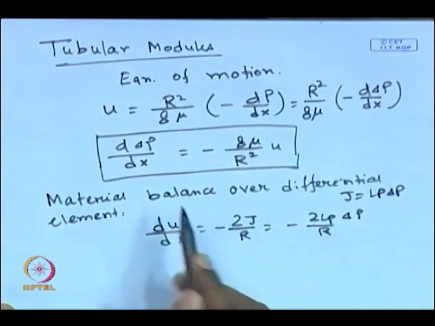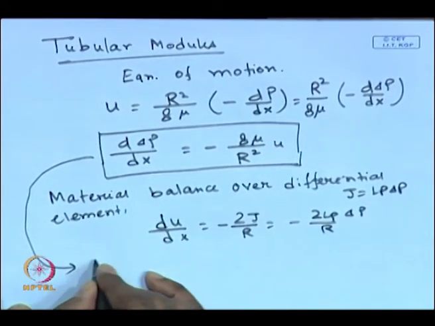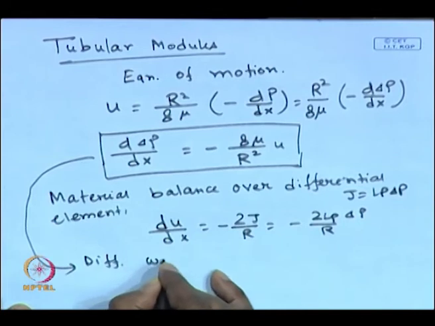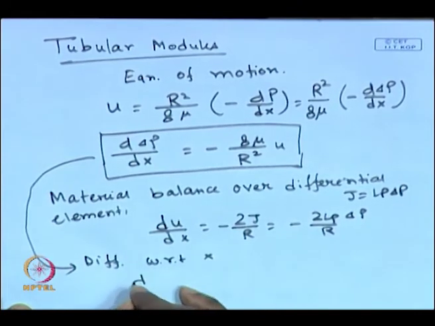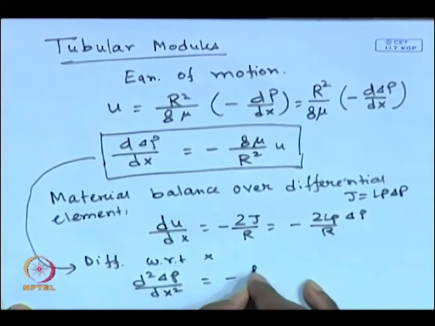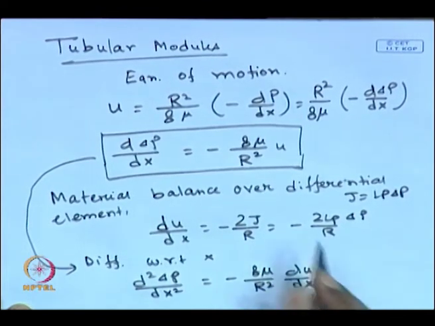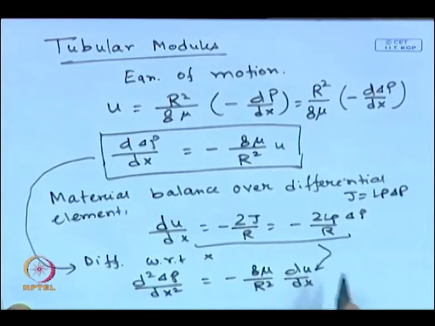Just substitute. So that means you can differentiate this expression with respect to x once more. What you get is d square delta P by dx square is nothing but minus 8 mu over r square du/dx, and substitute du/dx here. So you are going to get the governing equation of transmembrane pressure drop. If you do that, you will be getting 16 mu Lp by r cube into delta P.